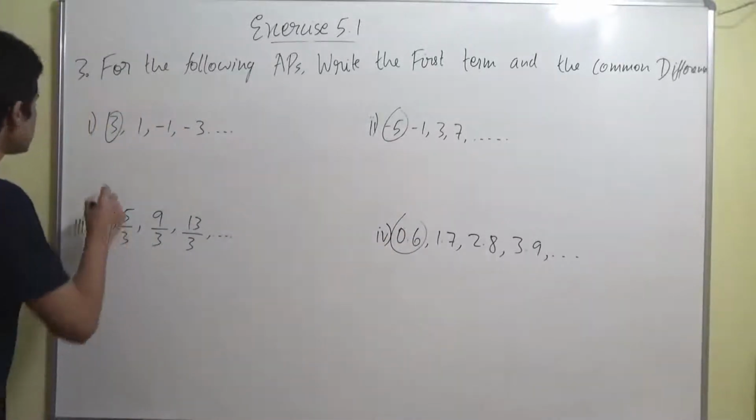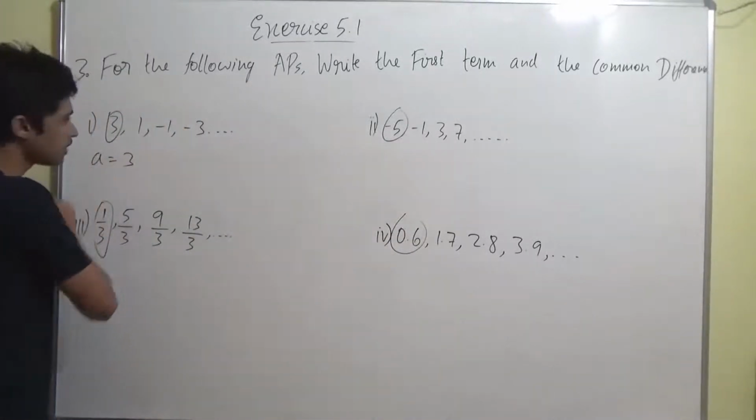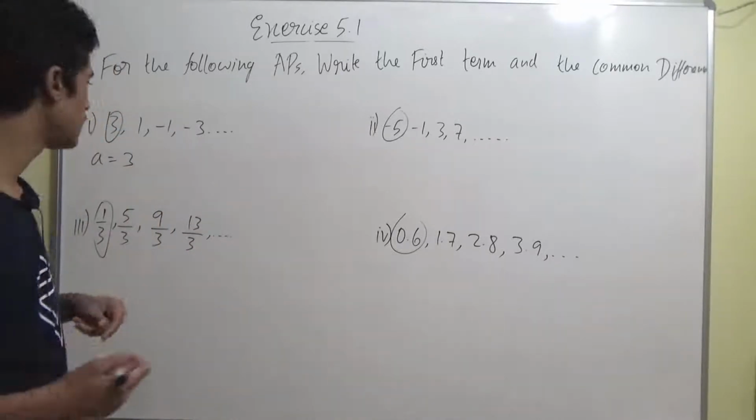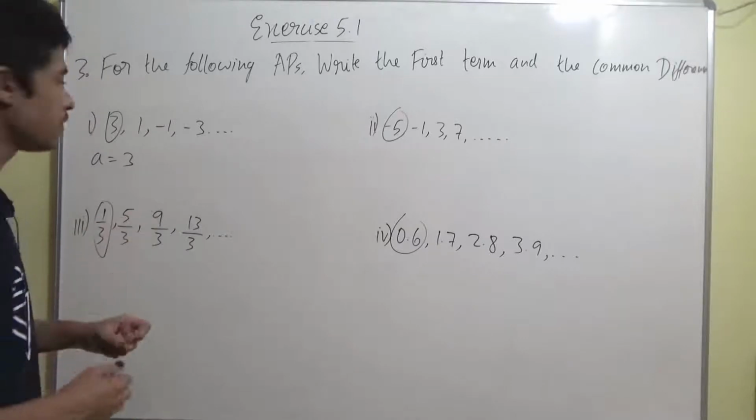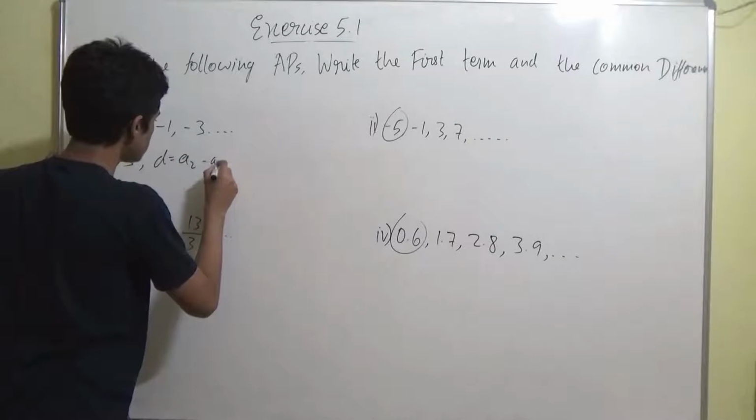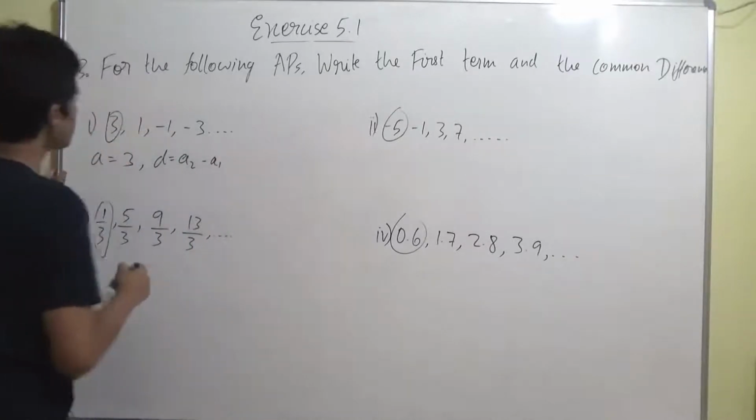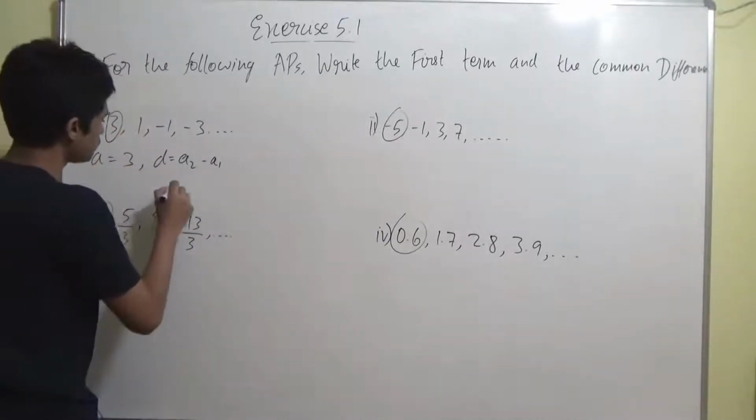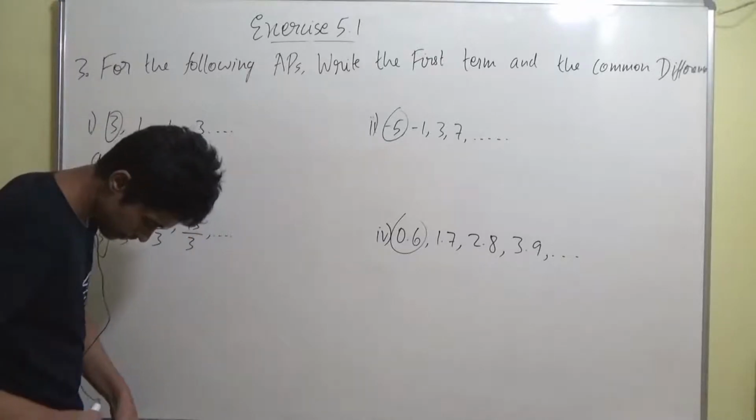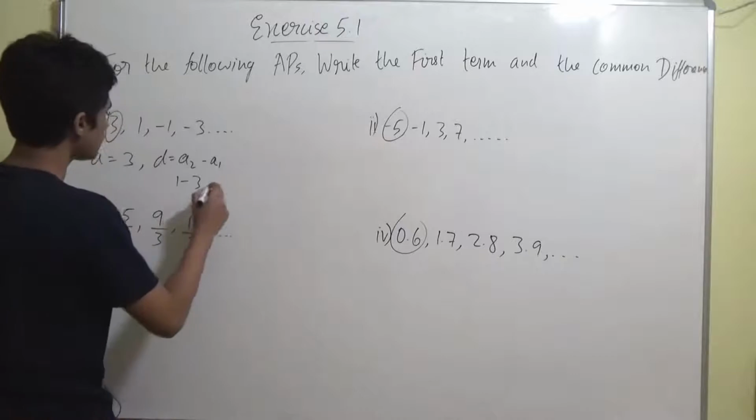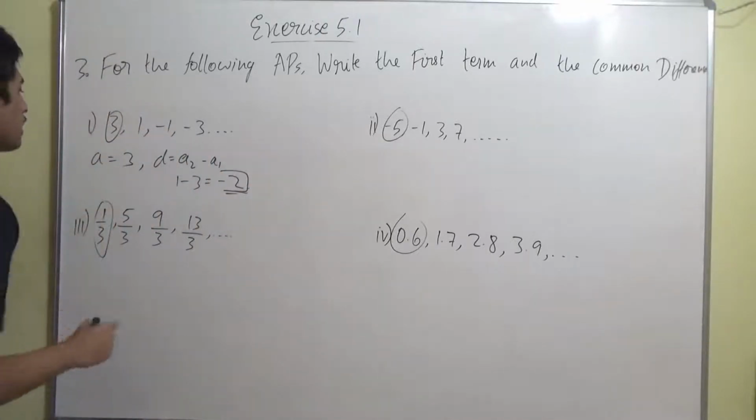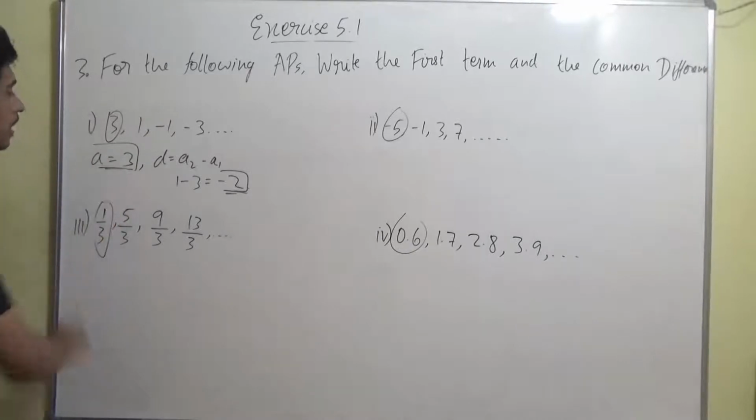So here you can write A equal to 3. Here first we'll even find the value of D. D is nothing but equal to A2 minus A1, right? So D equal to A2 minus A1, which is equal to 1 minus 3. Getting it? Just a minute, guys. So it's 1 minus 3 equal to minus 2. So D is minus 2 in this case, and A equal to 3. As simple as that, guys.